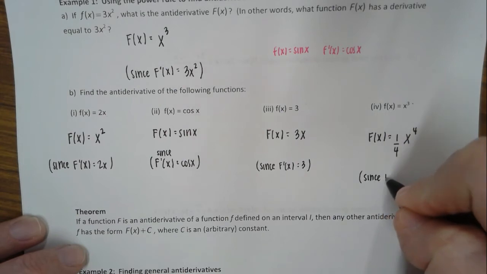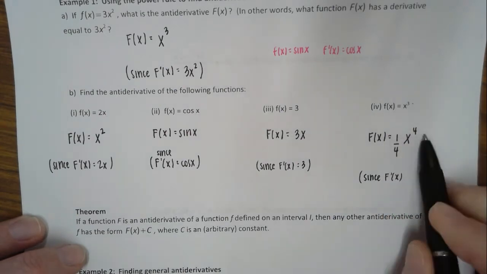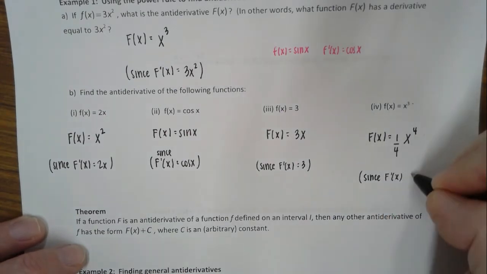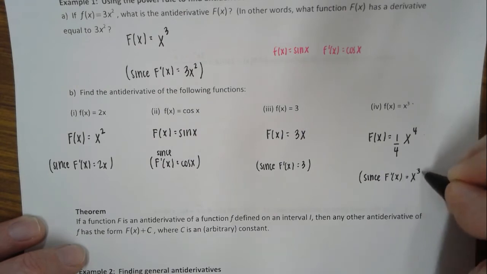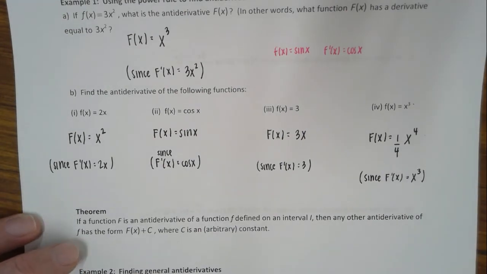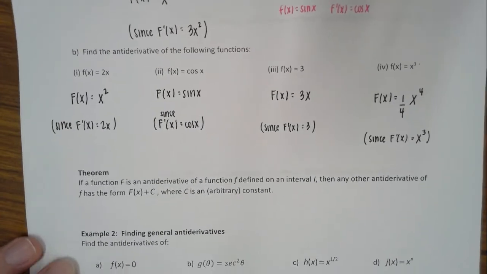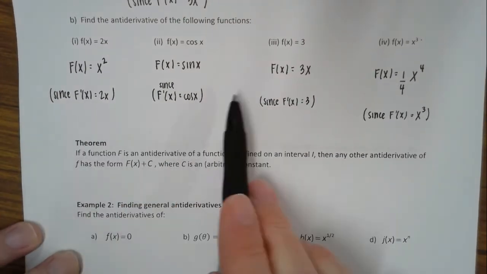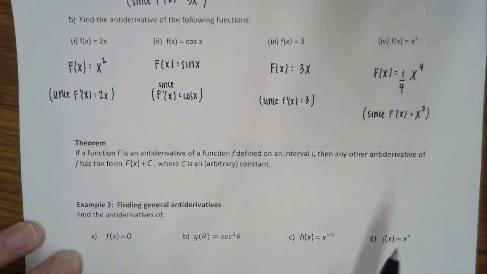And again, this is because if I were to take the derivative of this, dropping down the power 4 would cancel out the 1/4, and then decreasing the exponent by 1 would give me a power of 3. But there's a slight problem with these big F of x functions here.